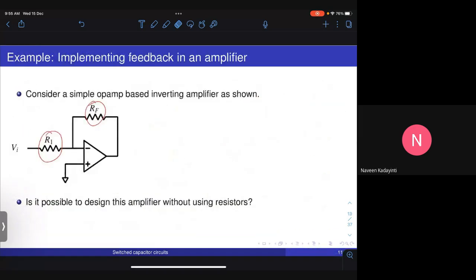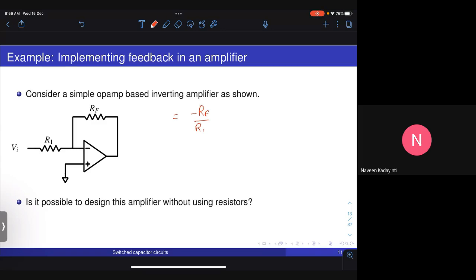But that is a simple-minded solution. You can do it at work, but there are more elegant ways of doing it. So if you recall, the gain of this amplifier is minus RF by R1, right?